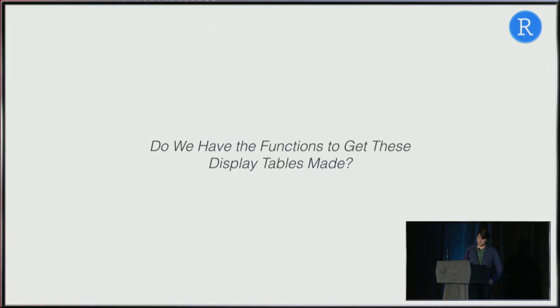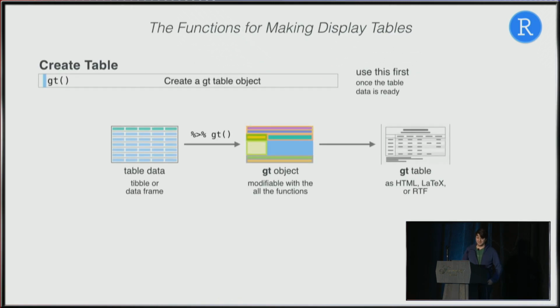OK, so the question you might be asking is, do we have the functions to get these display tables made? Yes, we totally do. We have lots of functions. That's why it took so long to get this package out. We were just writing functions like crazy. So the main one is gt. That's how you introduce your table data to gt. You have tabular data, a data frame, just pipe into gt, and you get that object. And right there, it looks pretty good.